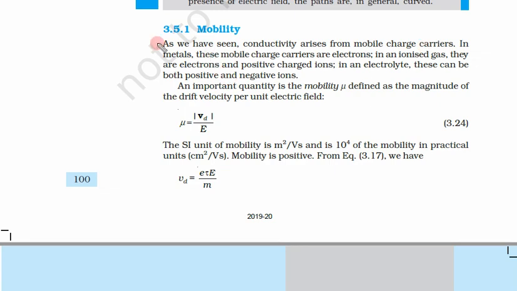So our next topic is mobility. Why mobility? Because the conductivity in these materials arises from mobile charge carriers. Mobile means something that is moving. So charge carriers are moving, and that is giving rise to the conductivity. Now let us see what mobility is.